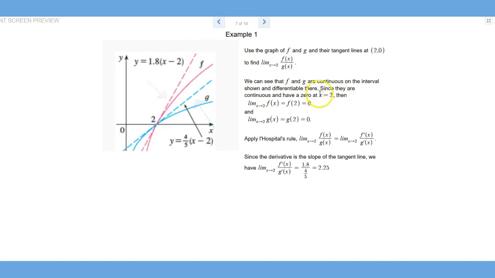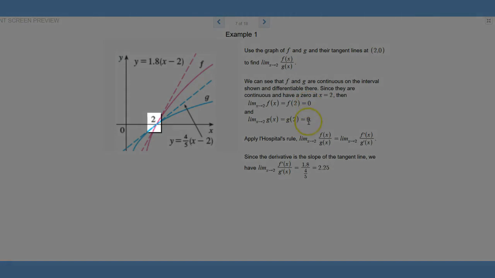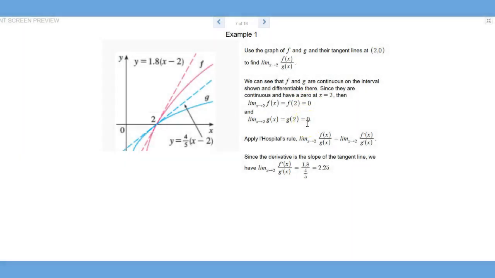To use L'Hopital's, we need to make sure the conditions are met. f and g are obviously both continuous from the graph. Since they're continuous, the limit as x goes to 2 of each of them is equal to the function value at 2, because that's the definition of continuity. So that limit is 0 in each case, and this does meet the criteria for L'Hopital's. To find the limit as x approaches 2 of this quotient, I can find the limit as x approaches 2 of the quotient of the derivatives.